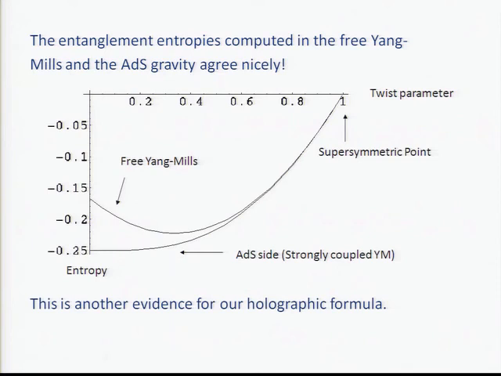And we plotted the free Yang-Mills calculation. Interestingly, as we approach this supersymmetric point, the gradient computed in free Yang-Mills theory precisely agrees with the AdS calculation. Of course, the AdS side is strongly coupled, so this agreement should be related to some sort of non-renormalization theorem, which is not trivial. But somehow, yeah?